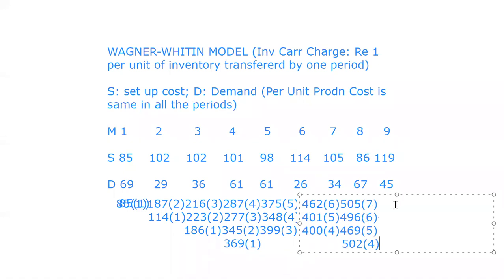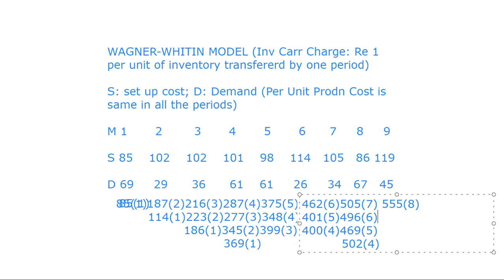So now comes a very important result. Now I'm considering period number 8. My optimal solution is 469, right? I come to period number 8. What is my total cost? 469 plus 86, that is 555. And this is when I produce in period number 8.